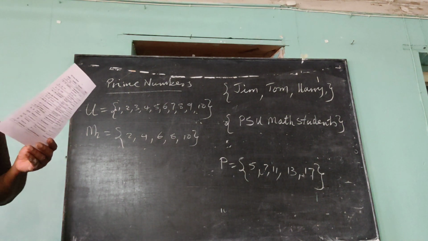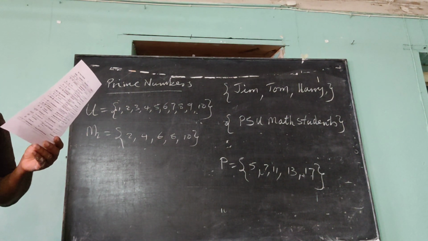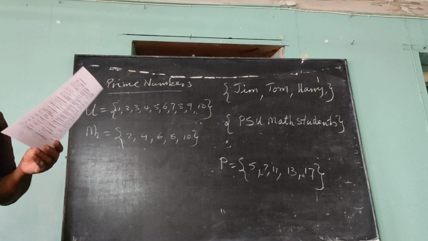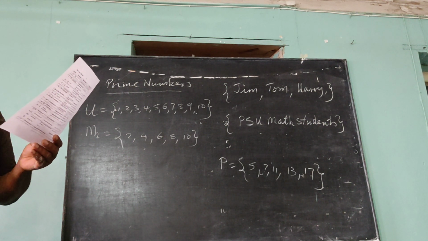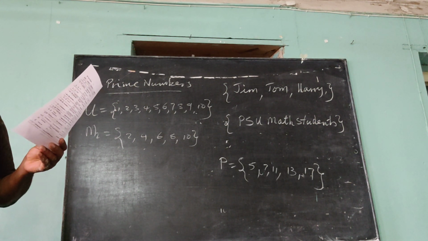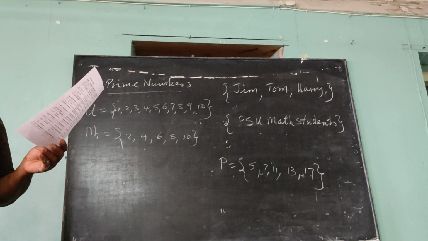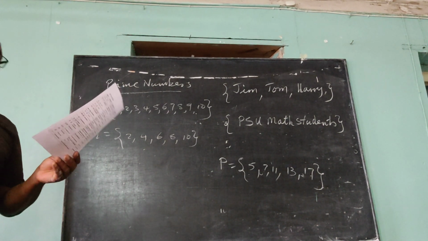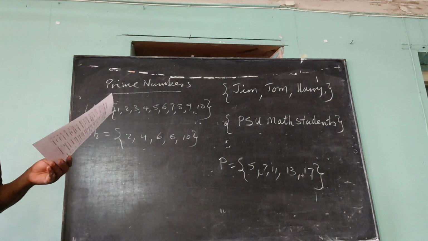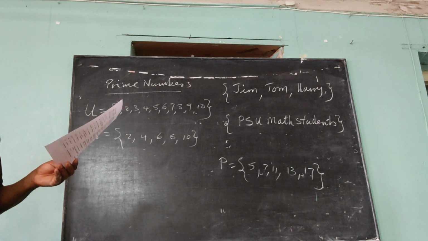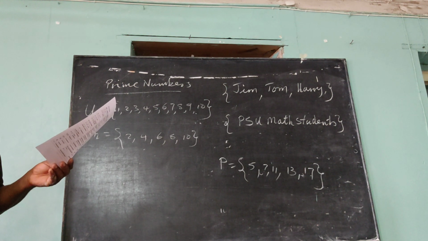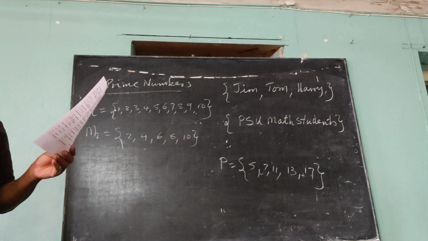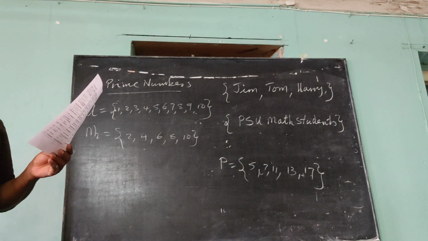Number 3, in a finite set, it is possible to count and name all the elements in the set. Example, the set X equals days of the week. And that is the description. If you list it, you'll have Sunday, Monday, Tuesday, Wednesday, Thursday, Friday, Saturday. So the number of elements in set X is 7.